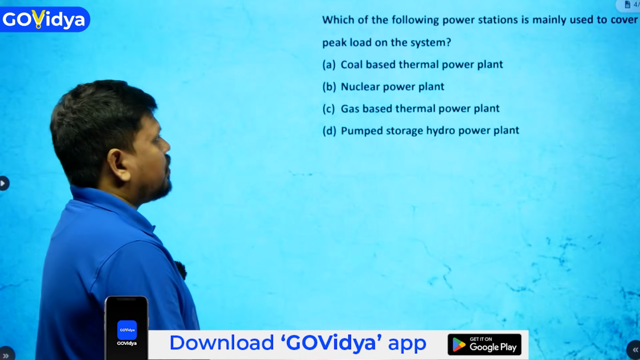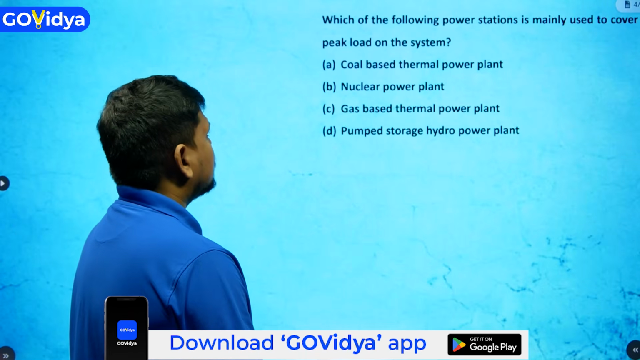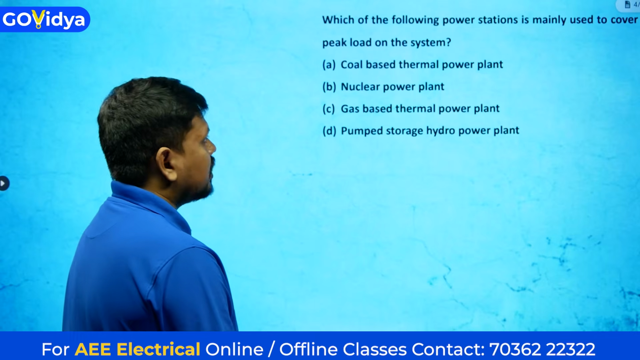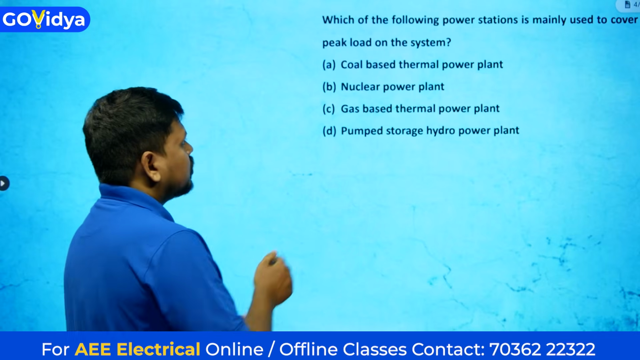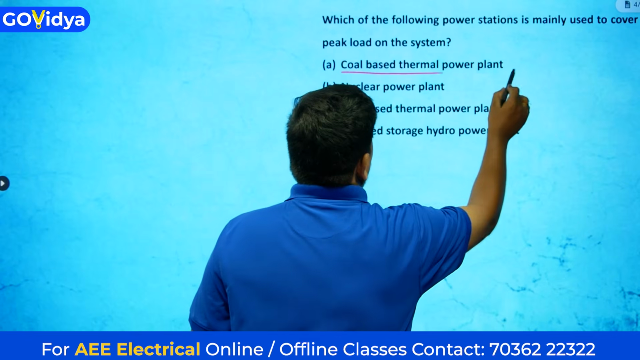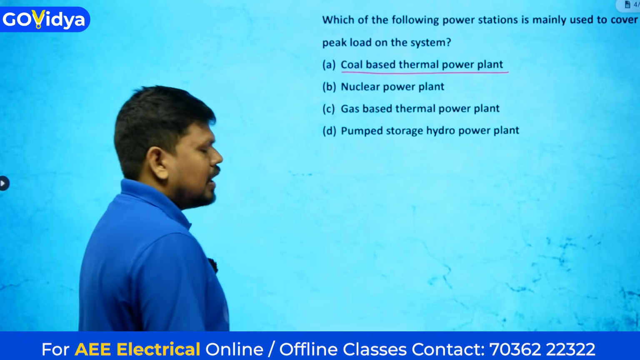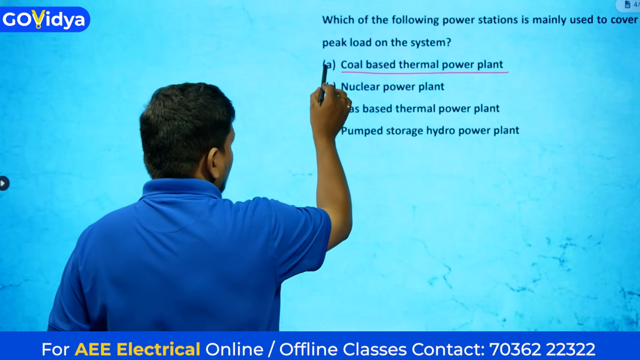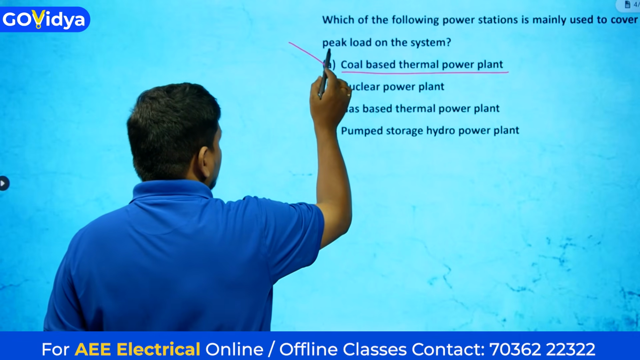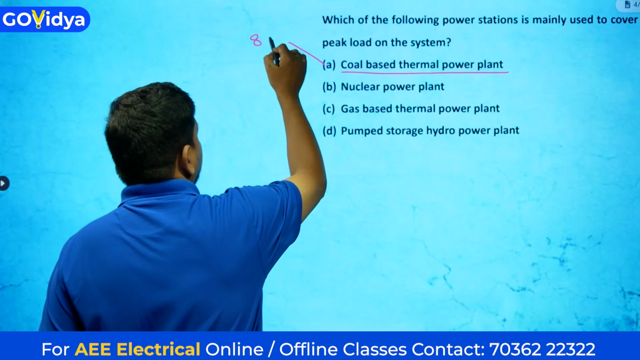Which of the following power stations is mainly used to cover peak load on the system? Peak load, we have just discussed what the peak load is, and just see this one. Coal based thermal power plant. Here I will tell you how much time we need to operate this one. A coal based thermal power plant will be taking 8 hours completely.